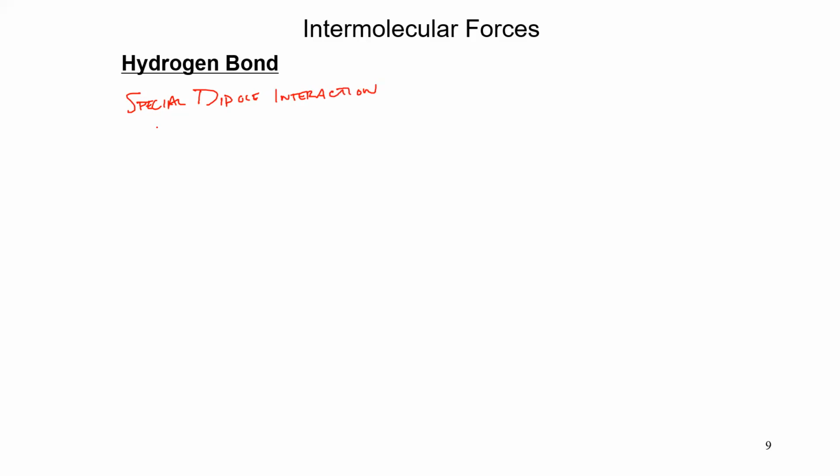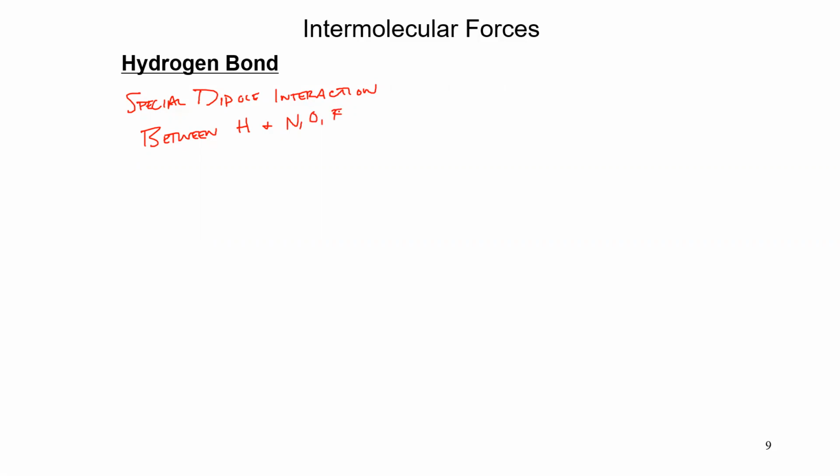It's got to be between hydrogen and one of the most electronegative elements on the periodic table, right? Remember, electronegativity goes up and to the right. That's our trend. We ignore the noble gases, though. And so three of the most electronegative elements on the periodic table are nitrogen, oxygen, and fluorine. And so these hydrogen bonds are going to be between hydrogen and either nitrogen, oxygen, or fluorine.